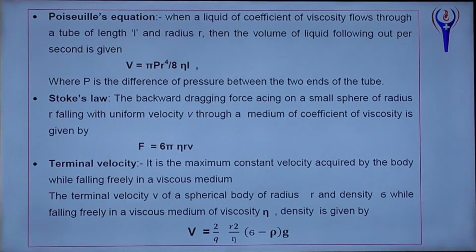Poiseuille's equation. When a liquid of coefficient of viscosity eta flows through a tube of length L and radius r, the volume of liquid flowing out per second is given by V equal to pi P r power 4 by 8 eta L. Here P is the difference of pressure between the two ends of the tube.